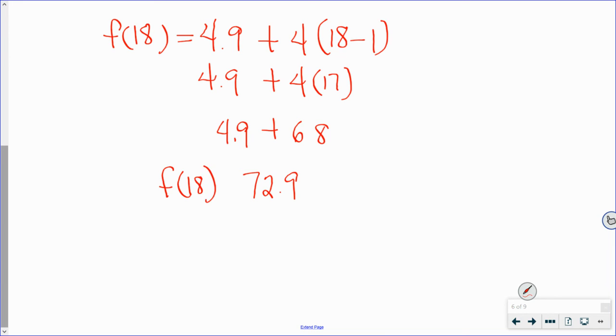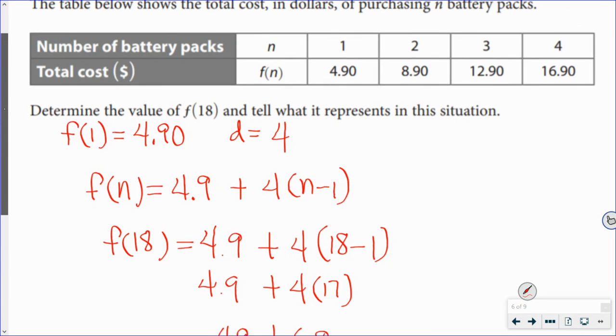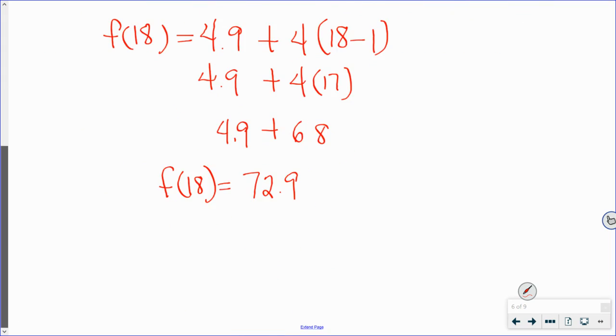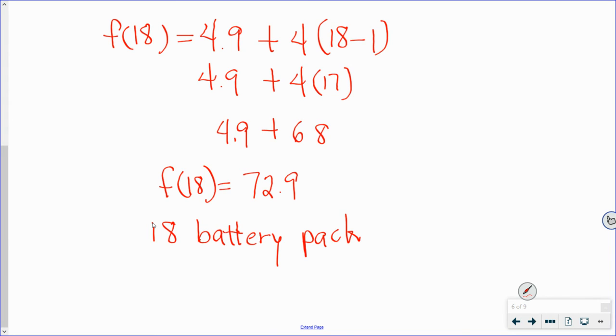So it asked me, well, what does that mean in context, okay? Now go back and read the problem, okay? The problem tells the total cost in dollars in purchasing n battery packs, okay? So all I'm saying there in context is 18 battery packs cost $72.90. That's all I'm saying.